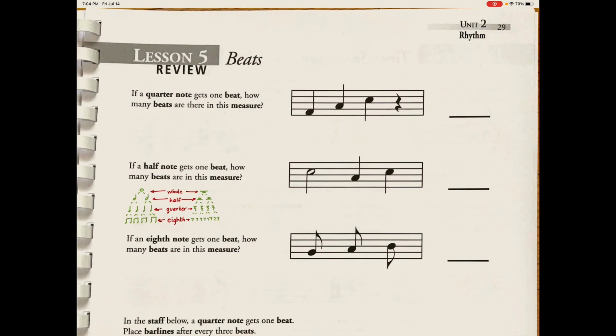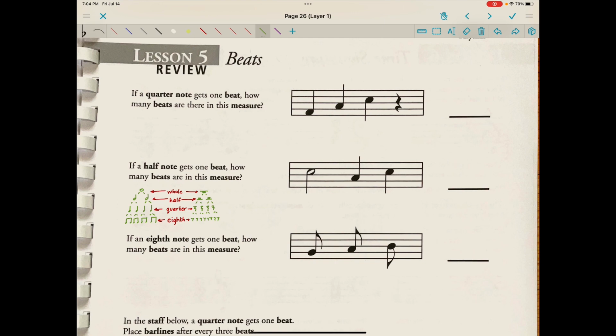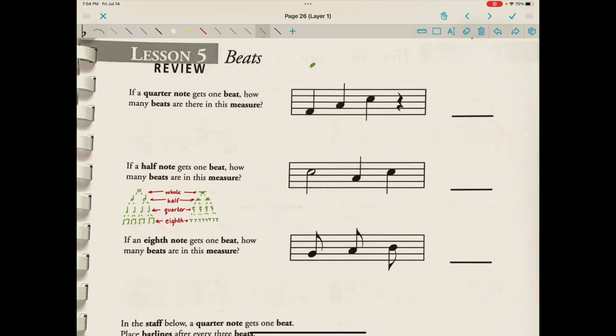Continuing with review, if a quarter note gets 1 beat, how many beats are there in this measure? Okay, so we know a quarter note, first of all, is going to be equal to, well, we know this is a quarter rest, okay? And he says each of these is 1 beat. Okay, so this is 1 plus 1 plus 1 plus 1, so total of 4.